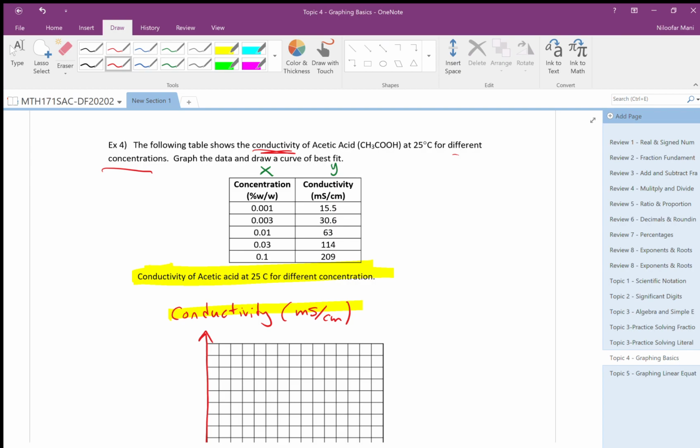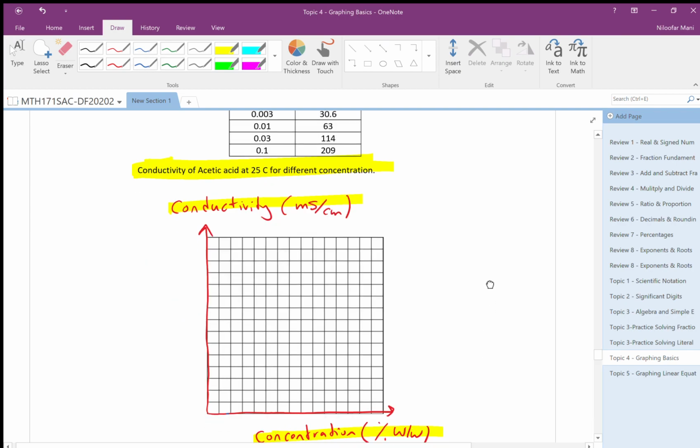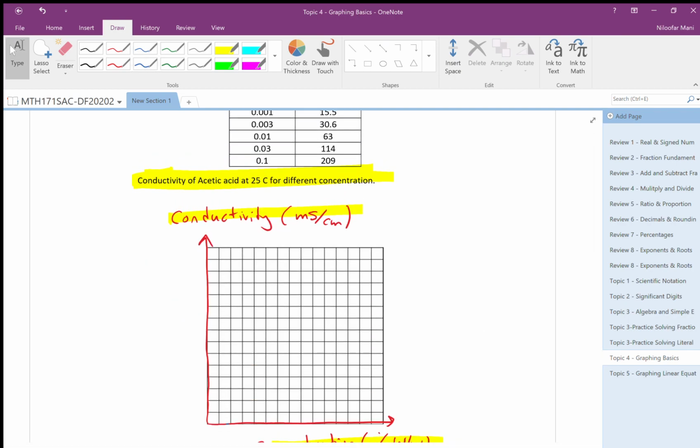The first step is the title. The title shouldn't be concentration versus conductivity, or conductivity versus concentration. No, the title must be informative enough and give me good information. See, this is the title. So this is my first step.